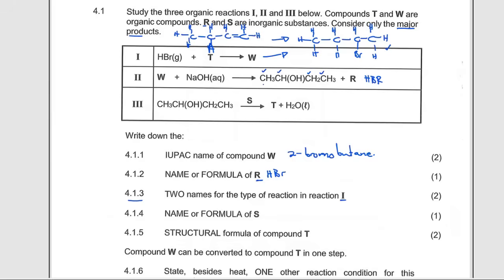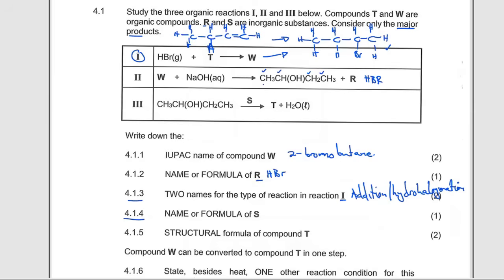Then 4.1.3 says to name the type of reaction in reaction 1, right? So in terms of reaction number 1, what do we have there? What did we start with? We started with something with a double bond there, an alkene, right? So I'm going to say it's an addition reaction. Then after that, what did we add there? A hydrogen halide, right? So I'm going to say hydrohalogenation, like that. So this is how we identify it.